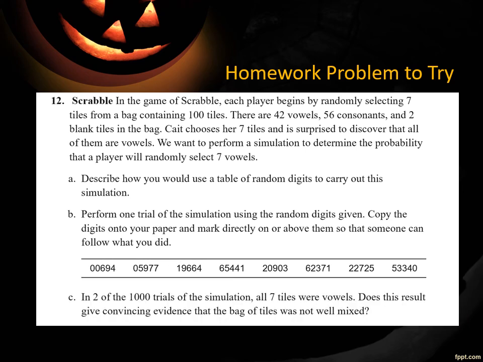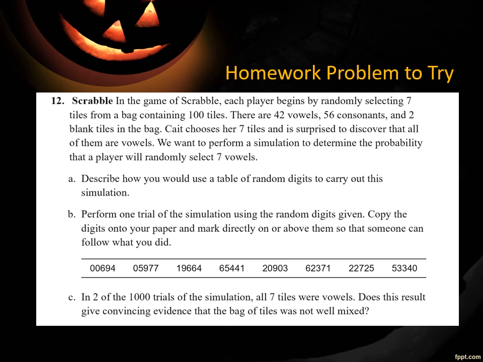So part C is, in 2 of the 1,000 trials of the simulation, all 7 tiles were vowels. Does this result give convincing evidence that the bag of tiles was not well mixed? Why don't you go ahead and pause the video so that you can answer this yourself. You know this one.